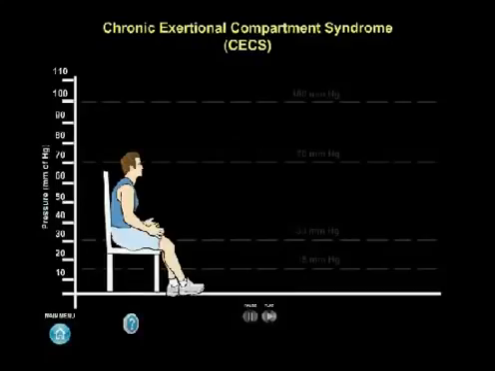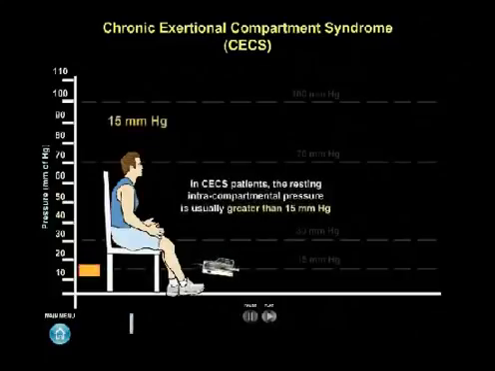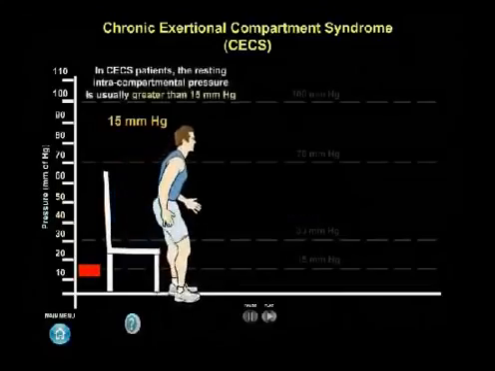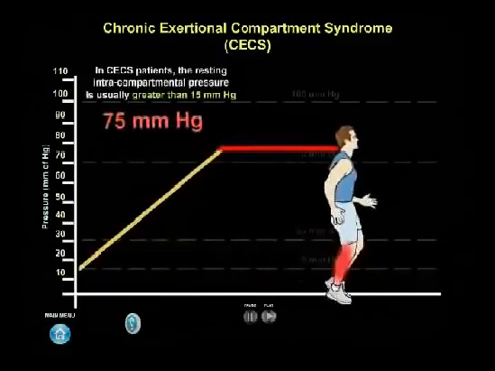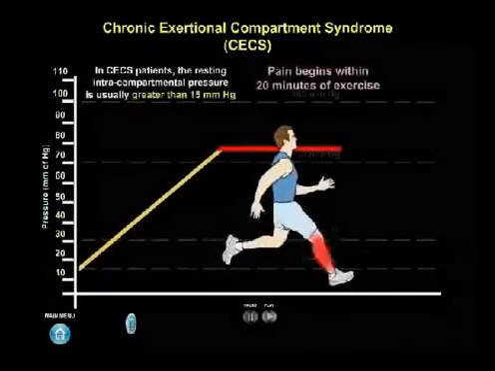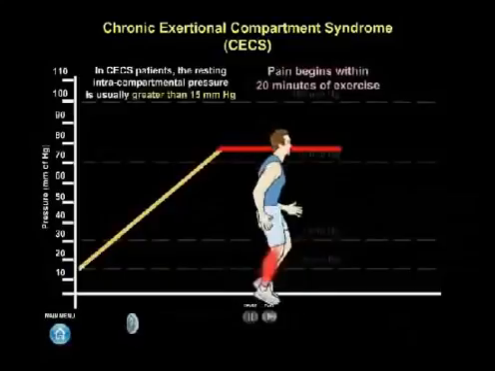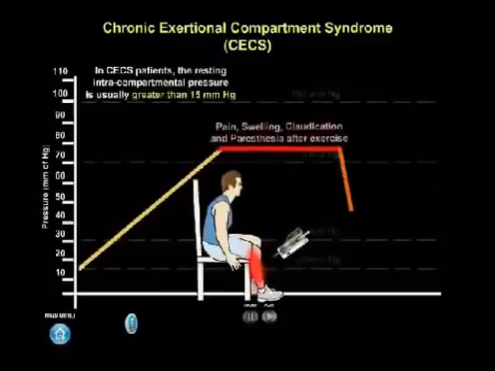Chronic exertional compartment syndrome is an exercise-induced condition different from acute compartment syndrome. In patients with chronic exertional compartment syndrome, the resting intracompartmental pressure is usually greater than 15 mm mercury. Pressure rises steeply after initiation of exercise, usually culminating in pain within 20 minutes. Burning, cramping, or aching pain and tightness develop, leading to cessation of activity.